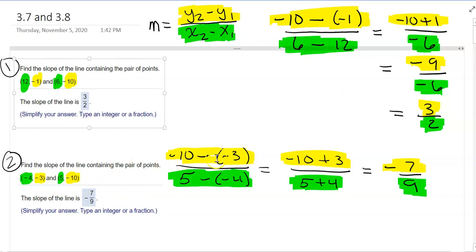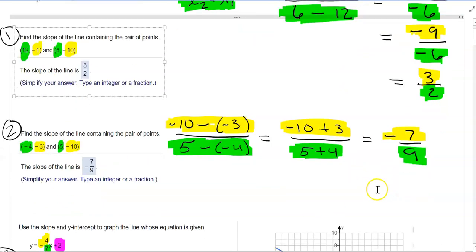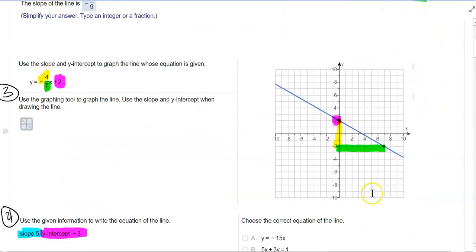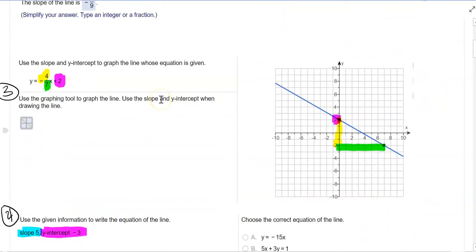We're still subtracting our y's on top, x's on the bottom. This cannot reduce, so I have -7 over 9. When graphing this, I have in fuchsia a positive 2. This is our x-intercept, so this is where your first dot goes.